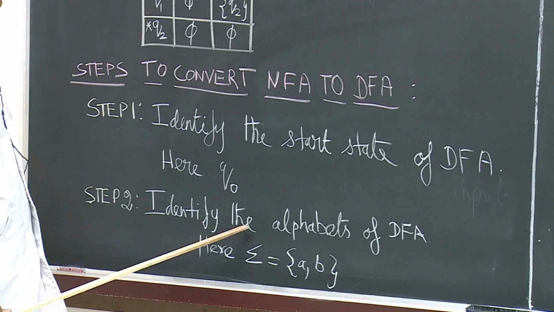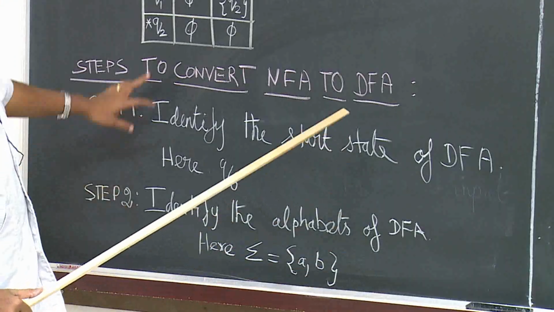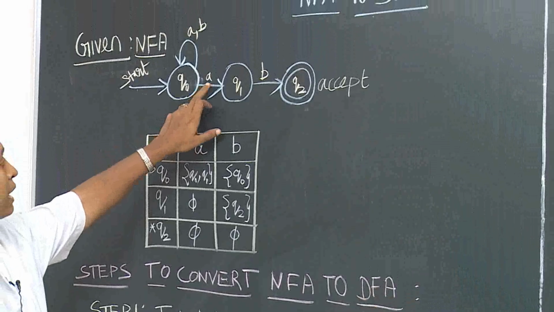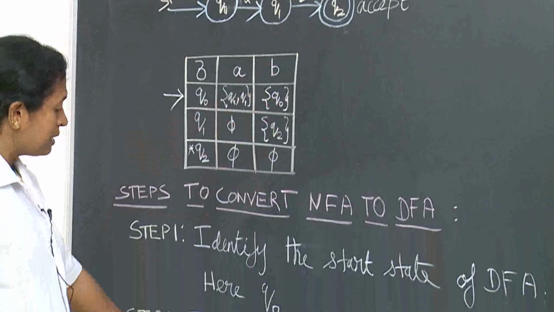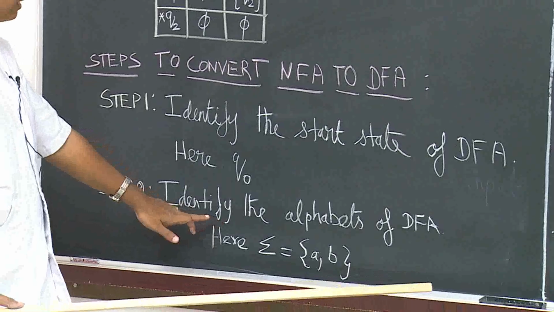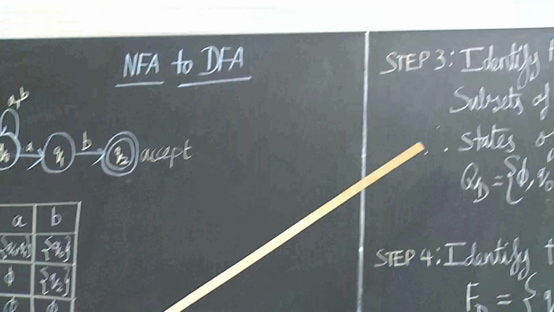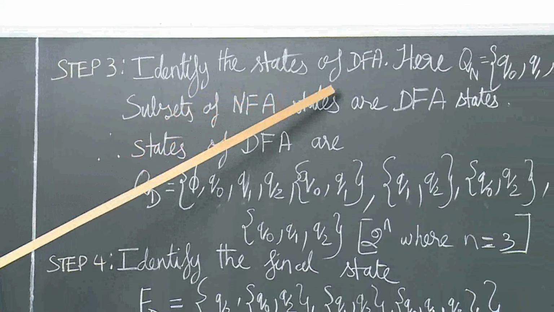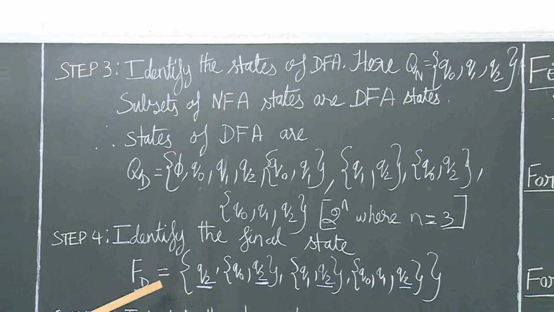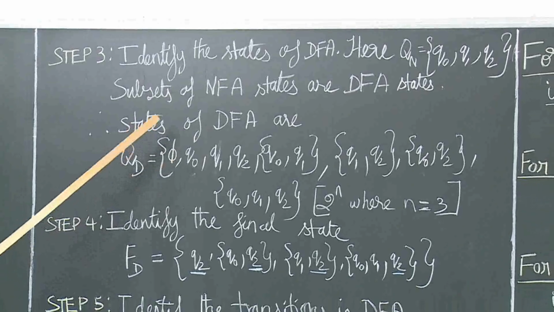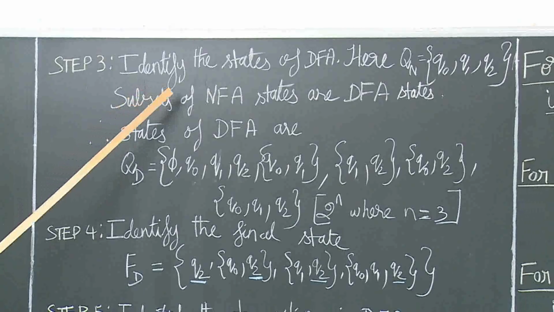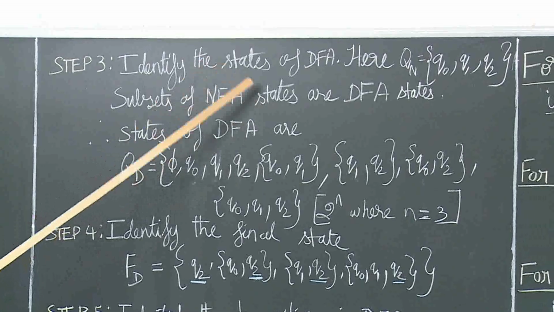Next, we can identify the alphabets of the DFA. Here the alphabets of the NFA are A, B, so we are keeping the same for the DFA. Therefore, the alphabets of the DFA are A, B. Next, we have to identify the states of the DFA. This is a very important step. Here we have to find out the states of the DFA.